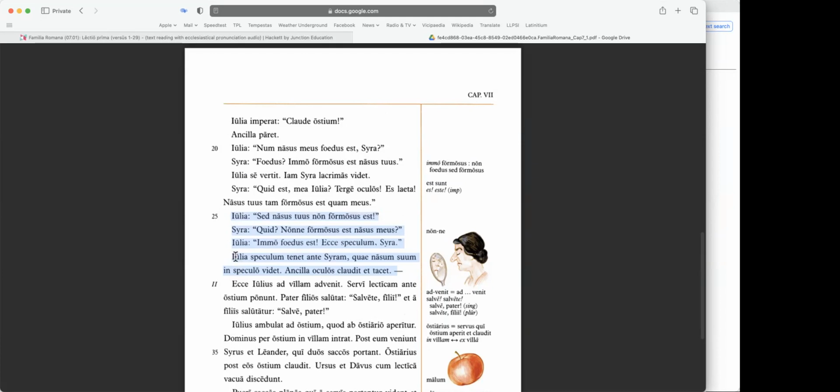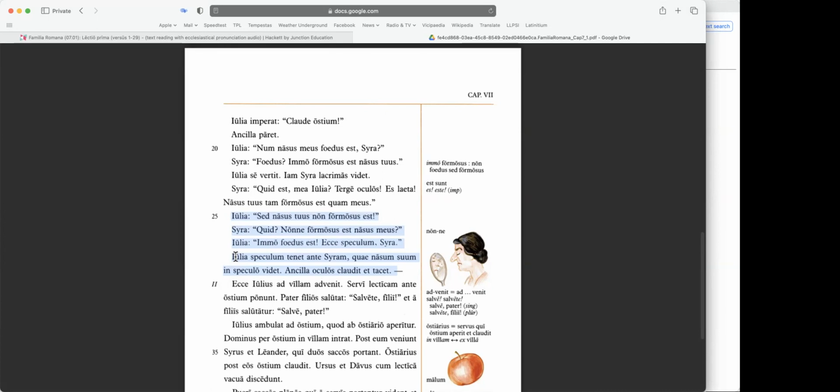Okay. Julia speculum tenet ante Siram, quae nasum suum in speculo videt. Ancilla oculos claudit et tacet. Julia holds the mirror before Sira. She sees her nose in the mirror. The maidservant closes her eyes and says nothing.